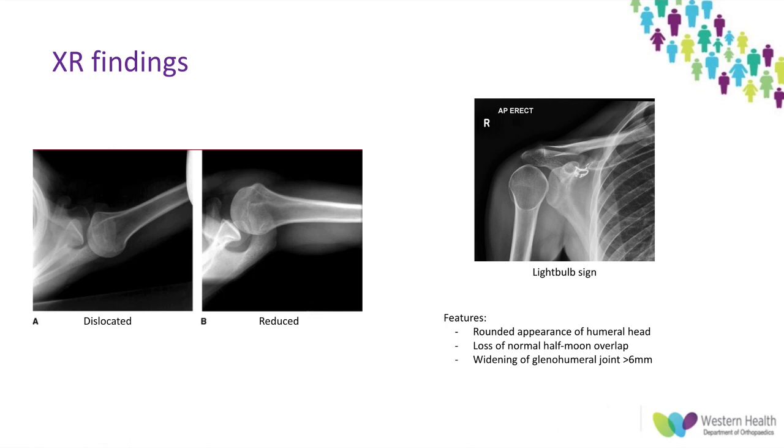On your X-ray, the typical finding is your light bulb sign. So there's a rounded appearance of the humeral head, there's loss of the normal half-moon overlap between the humeral head and the glenoid, and there's widening of the glenohumeral joint space.